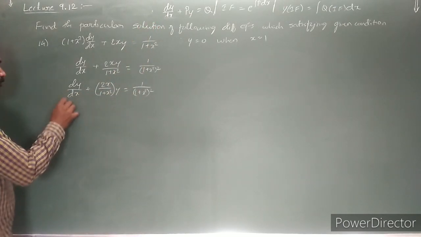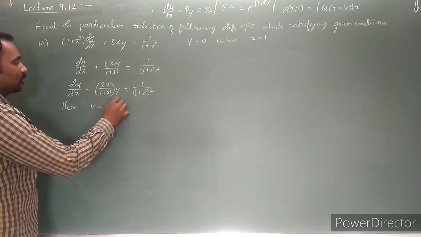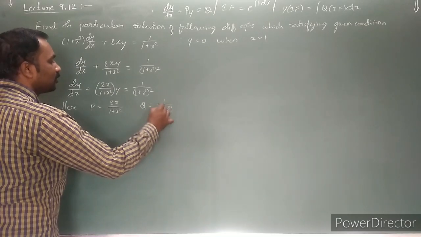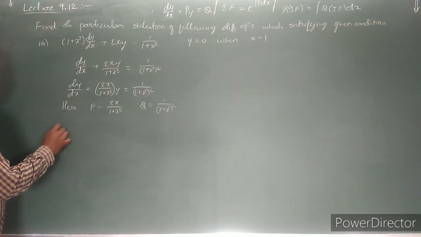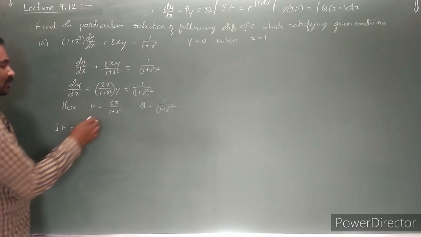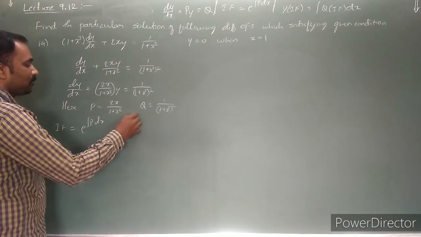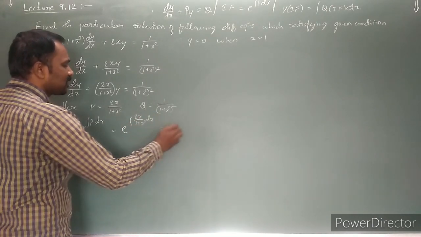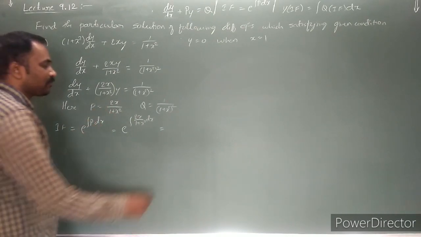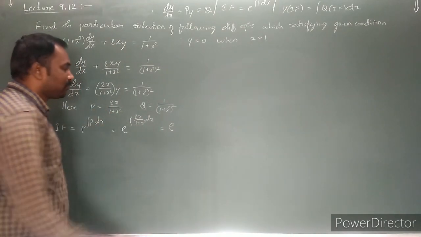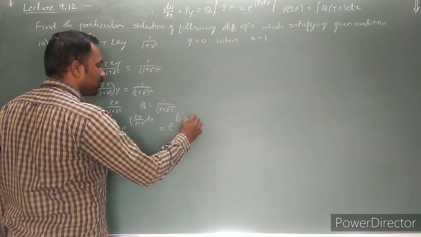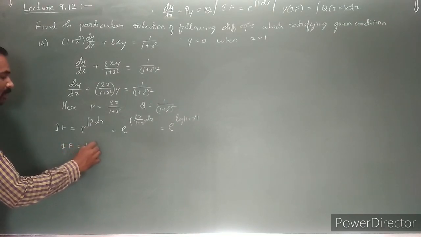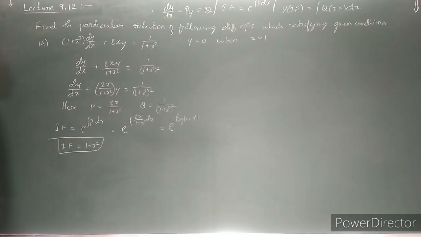Here, p value. What is the p value? 2x divided by 1 plus x square. And q value is 1 by (1 plus x square) whole square. Okay, integrating factor is equal to e power integration of p dx. E power integration of p value, 2x divided by 1 plus x square. Every problem has the same steps, only the function value changes. Okay, f dash of x divided by f of x, so log of f of x. F of x value is 1 plus x square. Exponential and log cancel, so the integrating factor is 1 plus x square.